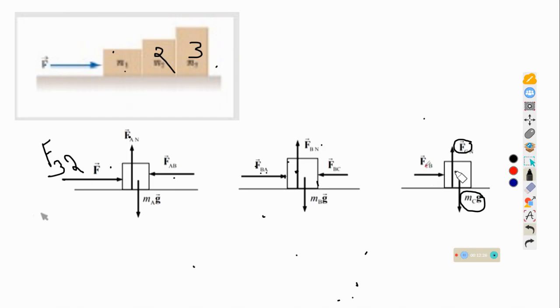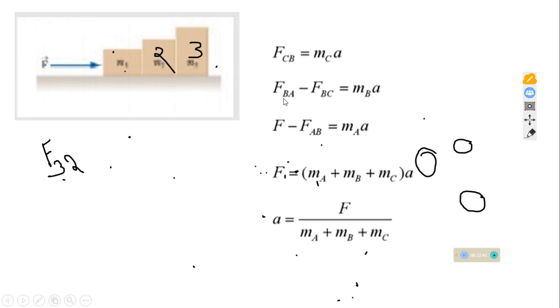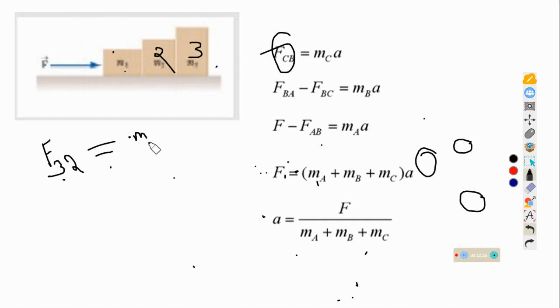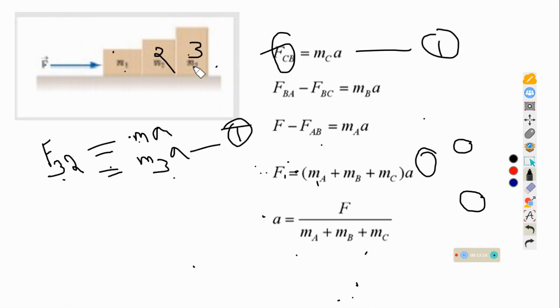So already we have told these two cancel each other, and on third block only this is present. This is responsible for the acceleration or movement. So what we can write here? This F32 is responsible for the movement of the block, means resultant force on the block. Resultant force means, what is the formula for force? Mass into acceleration. What is the mass of the body? M3A. So F32 equal to M3A. This is the first equation. So while considering free body diagram of third block, we have got one equation.